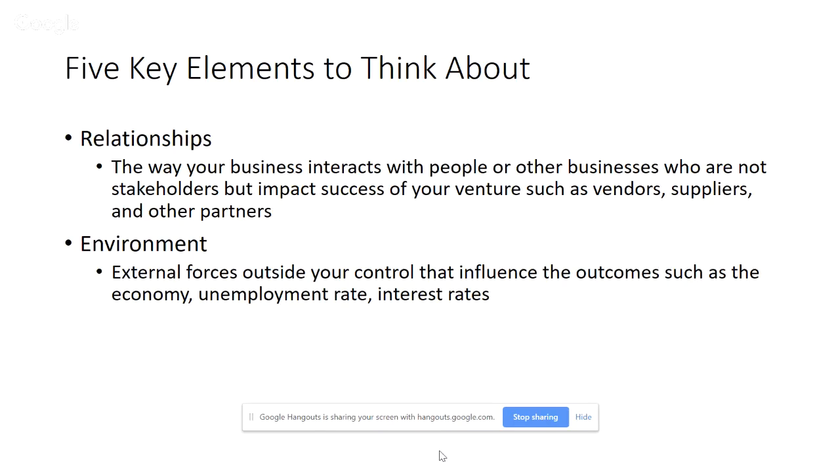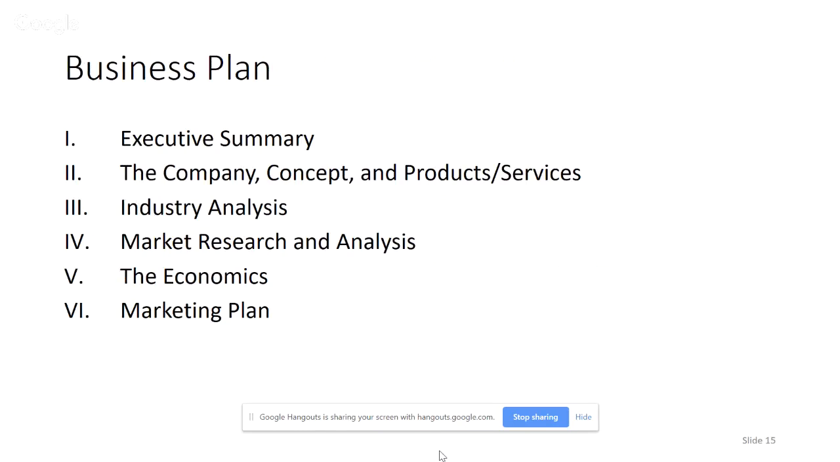What are the external forces outside of your control that influence the outcome, such as the economy, unemployment rate, interest rates, and so on, right? These are things you have to be aware of, and they have to be critical elements that are part of your business plan, which leads us to the business plan.